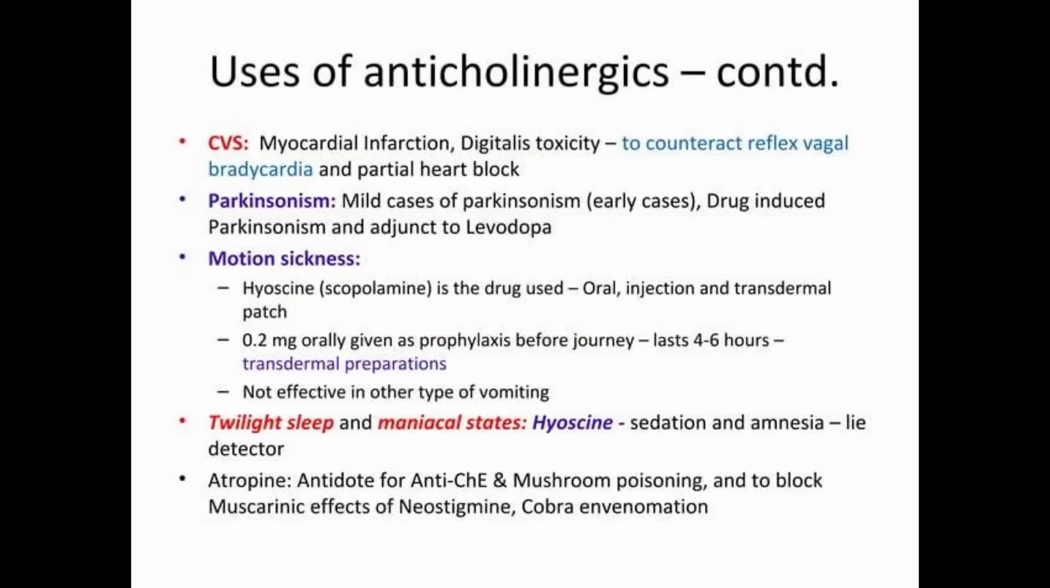In mild Parkinsonism, it's used as an adjunct therapy to levodopa. But directly, you don't use atropine, right? So we basically try newer drugs like benztropine. In motion sickness, very good: hyoscine butylbromide is used, orally, by injection, transdermal patch, anything. Or you can give it as prophylaxis, 0.2 mg given orally.